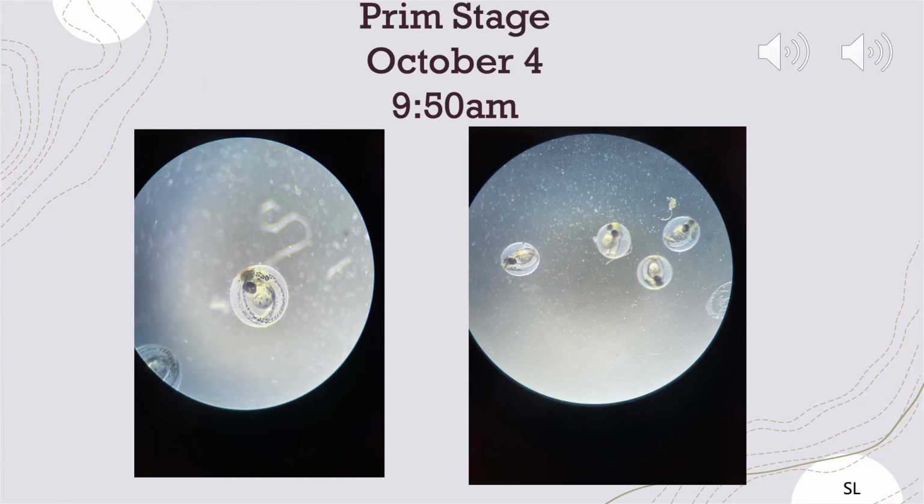These pictures were taken on October 4th at 9:50 a.m. and this is the prim stage, and you can clearly see that there is tail pigmentation and just pigmentation overall, even though they haven't hatched. And you can definitely see the retina. You can see the big eyes already popping out, and you can definitely tell that it's a zebrafish due to the little spots on them and stripes on the tail.